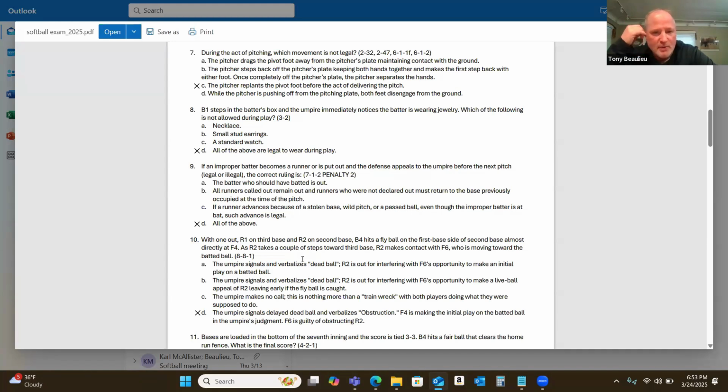The pitcher replants the pivot foot before the act of delivering the pitch. That is illegal. So that's like a crow hop. When they're in the act of pitching and then they replant that foot and then deliver the pitch, it makes it an illegal pitch. Okay. Any questions on that?